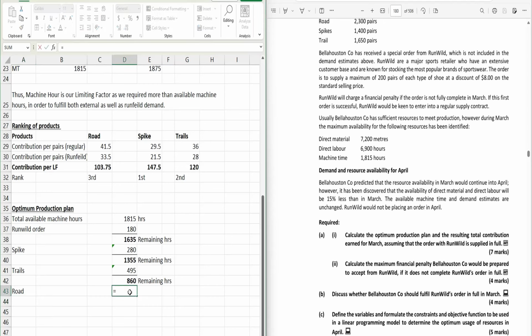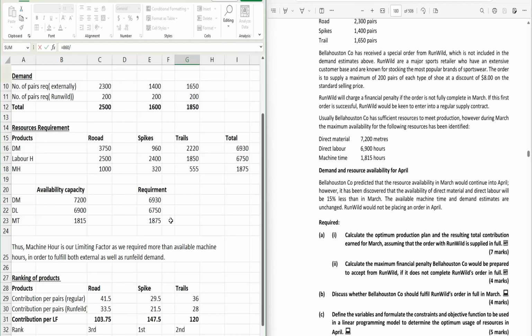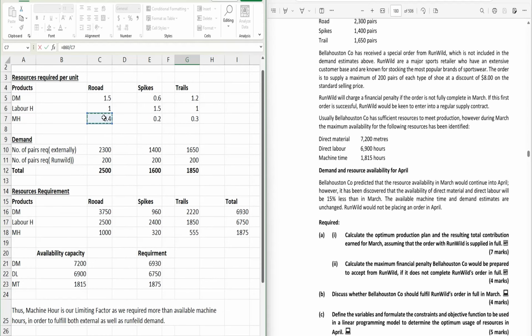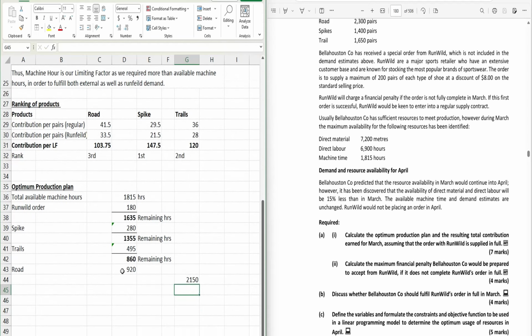So how much demand can we fulfill? We'll simply take the 860 and divide it by the machine hours required to produce 1 unit. So it will give, okay, so we can only fulfill 2150 demand. We can only produce 2150 units of the road, and multiplying it with the machine hour gives 860. So the remaining hour is now 0. So this is the optimum production plan. Okay.